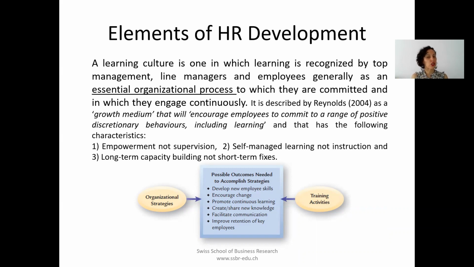First of all, a learning culture has empowerment, not supervision. We empower our employees so that they are able to make their own decisions and be responsible for their actions. It is also more based on self-managed learning, not so much instruction. And as we already saw, it is more based on long-term as opposed to short-term fixes. So what can we see here? As an organization, we may need to overcome specific aspects in order to accomplish our organizational goals, like, for example, develop new employee skills, encourage change, promote continuous learning, create and share knowledge, facilitate communication, and improve retention of key employees.